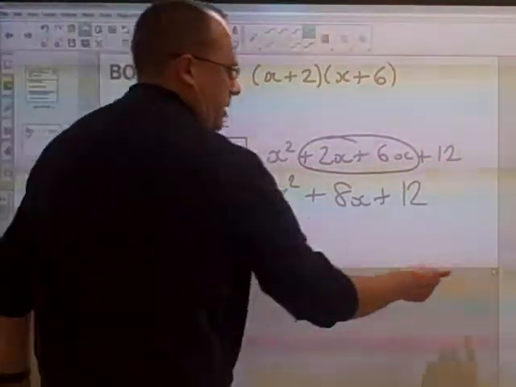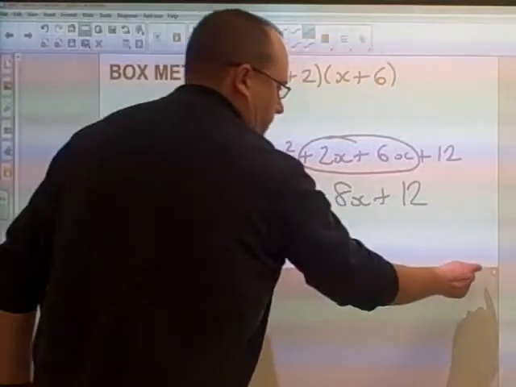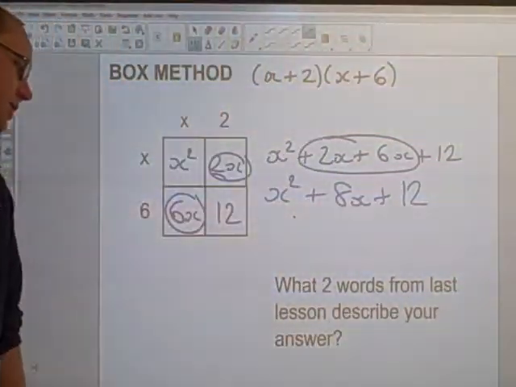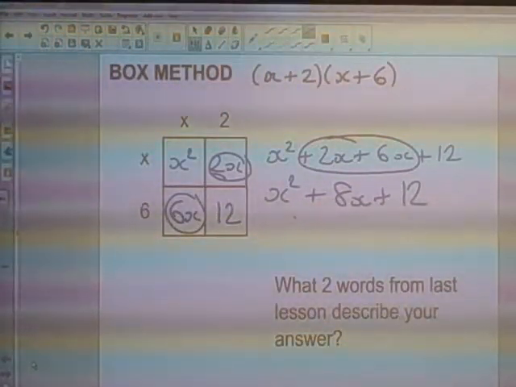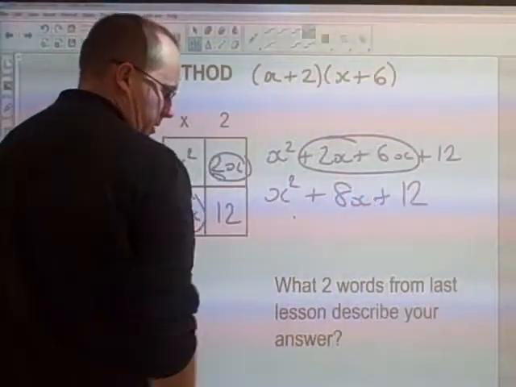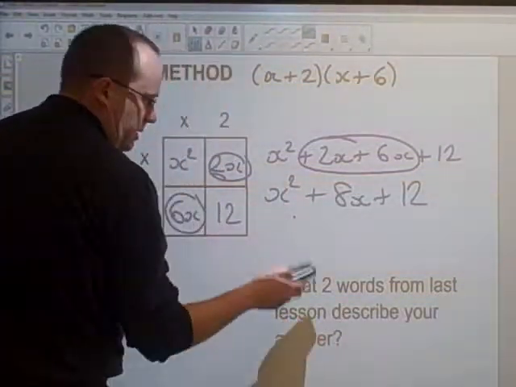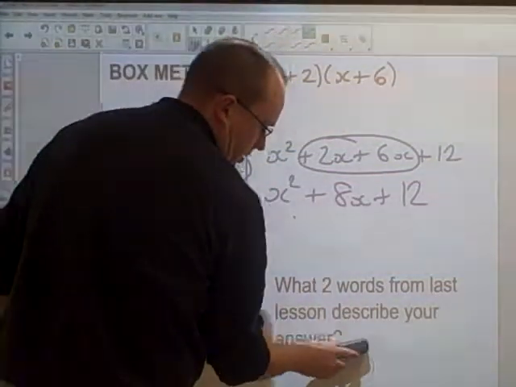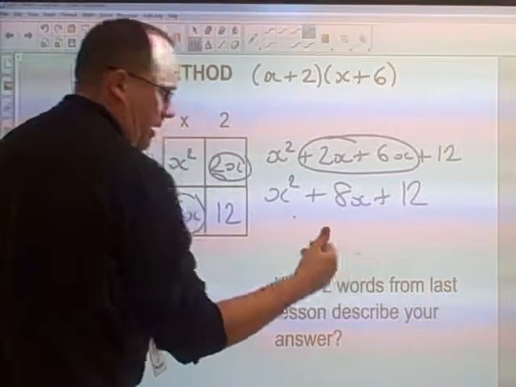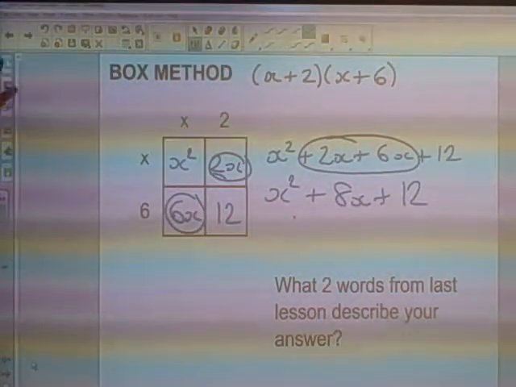Now just a reminder of some vocabulary from last time as well. What 2 words from last lesson could describe your answer? Well, I can see that there's 3 terms, so that would be a trinomial. I can also see the highest power is 2, because this is written in standard form, so that would make that a quadratic. And I thought I had those under there, but I guess not.